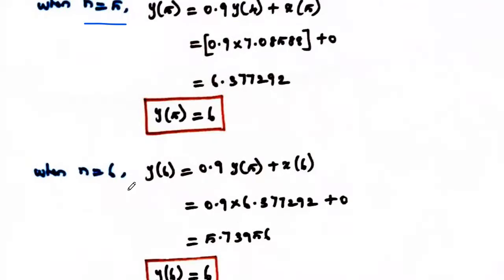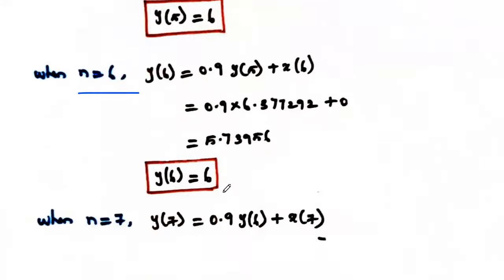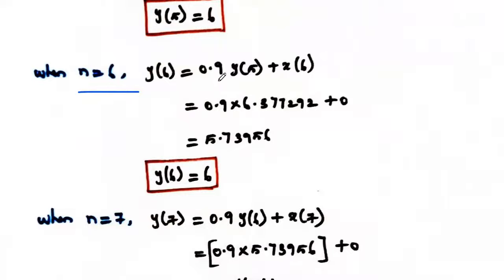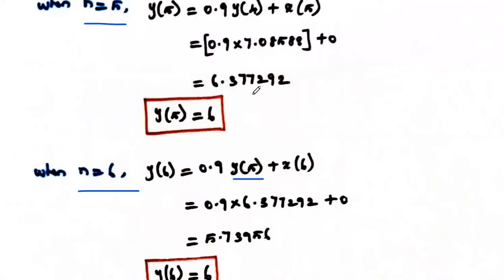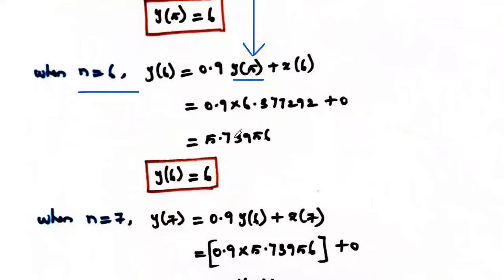Next, we have to calculate n equal to 6. So at time n equal to 6, the output y of 6 is equal to 0.9 y of 5 plus x of 6. So 0.9 into what is y of 5? Y of 5 value is this one, 6.377292 plus 0. If you multiply, you can get the answer 5.73956. If you round, this y of 6 value is 6.